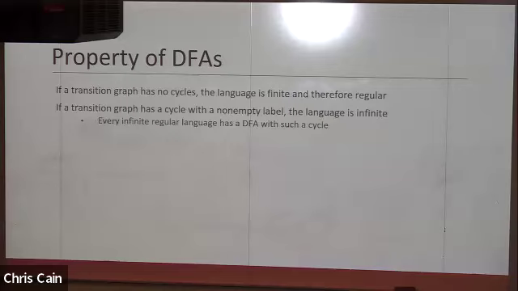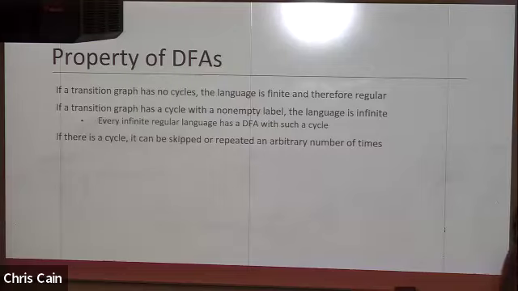So every infinite regular language has a DFA with a cycle with a non-empty edge. If there is a cycle, then that cycle can be skipped or repeated an arbitrary number of times. That's what creates the infinite strings in that language. So we could now create a variable that represents the number of times that we iterate that cycle.